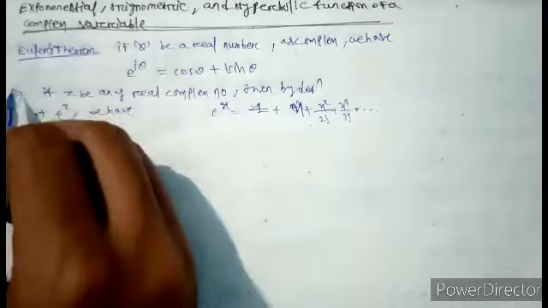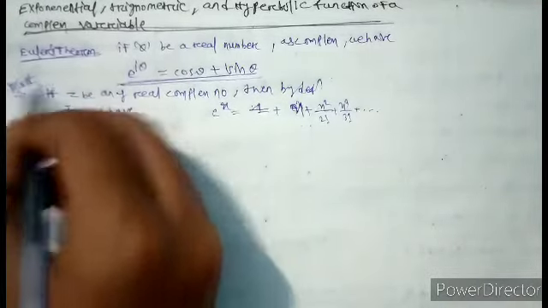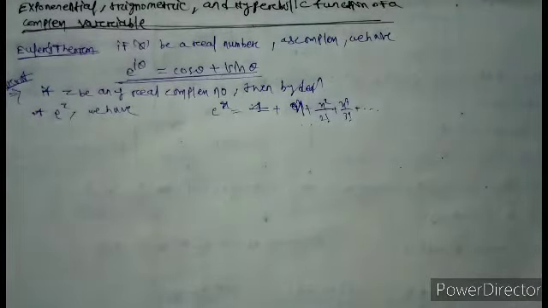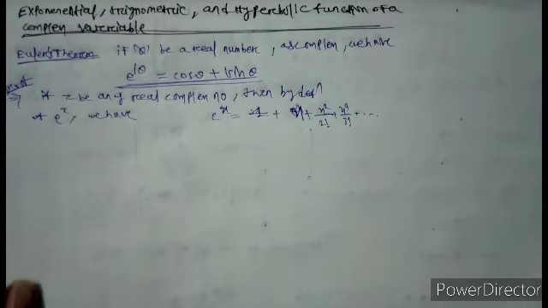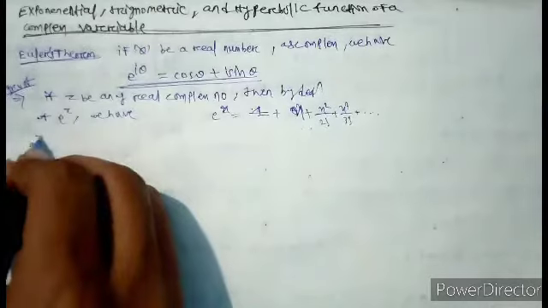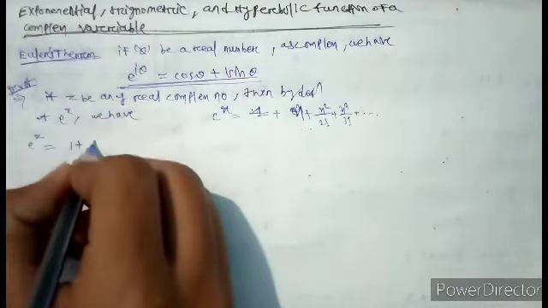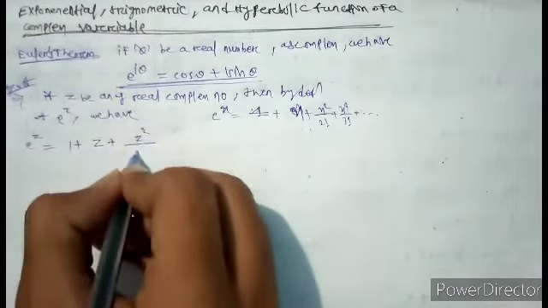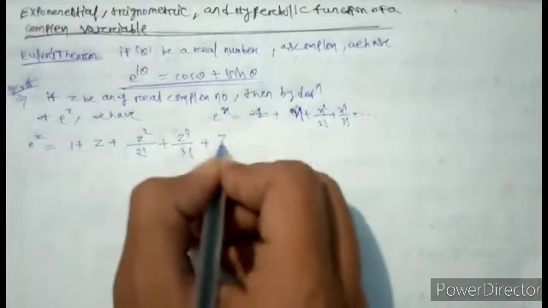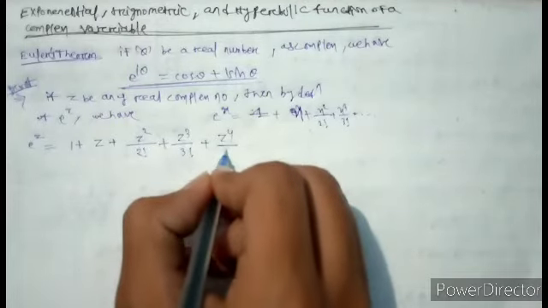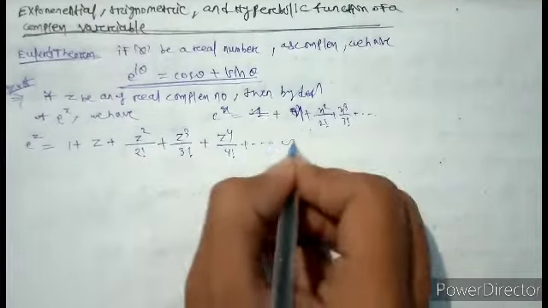So this is a proof of this formula. Okay, we have to just prove this formula. So we first take z to be any complex number, then by definition e to the power z is equal to 1 plus z plus z square upon 2 factorial plus z cube upon 3 factorial plus z fourth upon 4 factorial up to infinity.